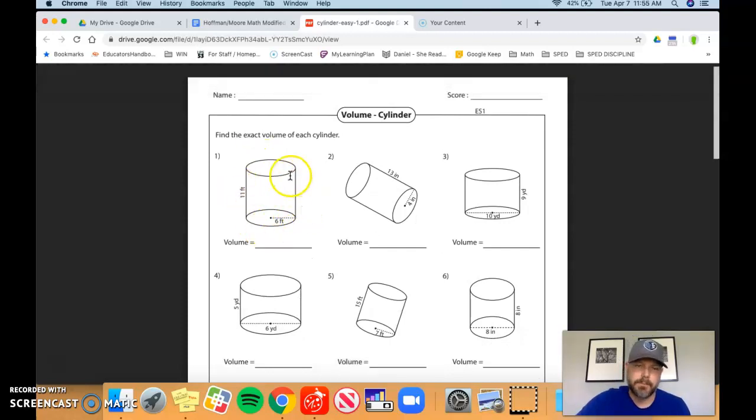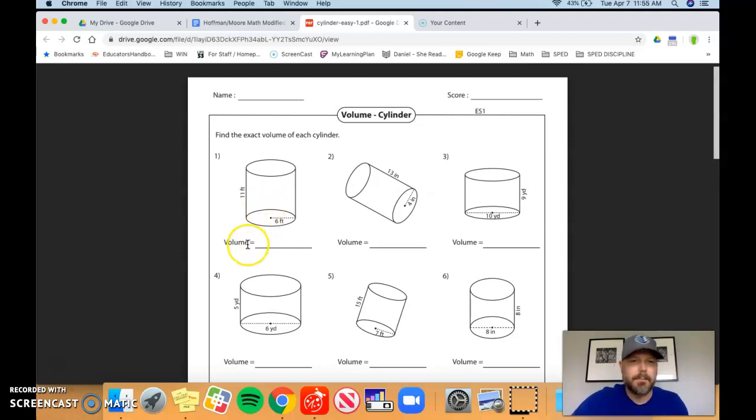Volume of a cylinder. Well, when we find volume of any shape, we find the area of the base shape, so in this case it's a circle, times the height of the shape, okay? To figure out how much space is inside these shapes, these cylinders. So if you remember, the area of a circle is pi r squared, right? Pi r not round, pi r squared, okay?